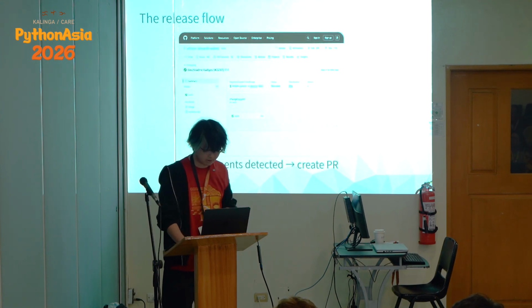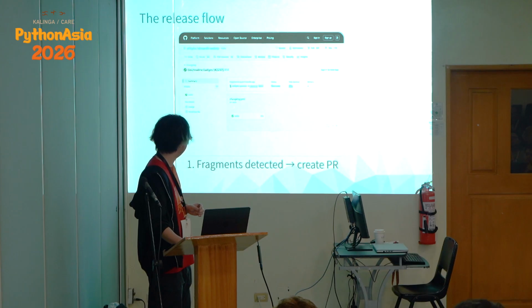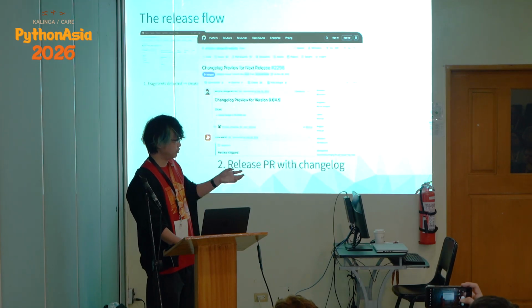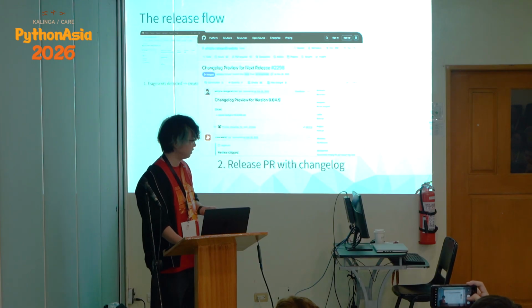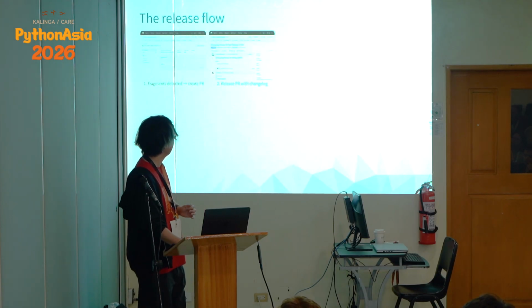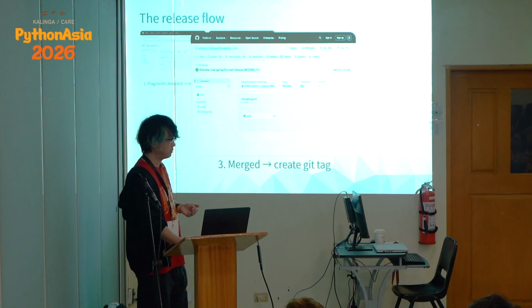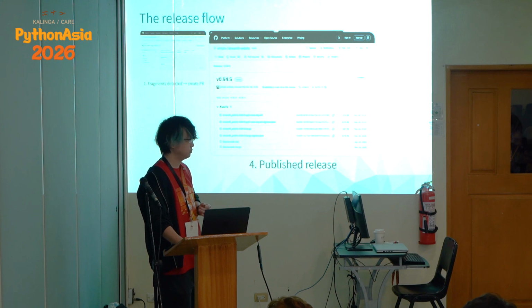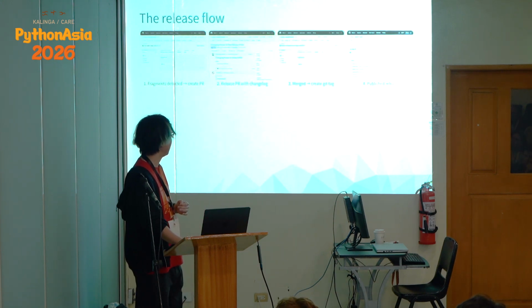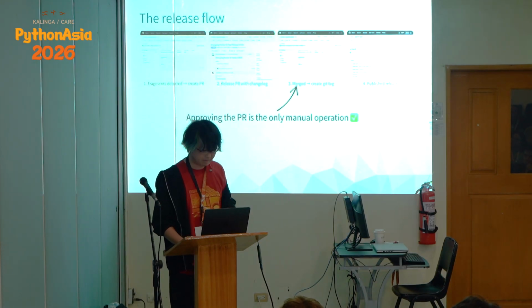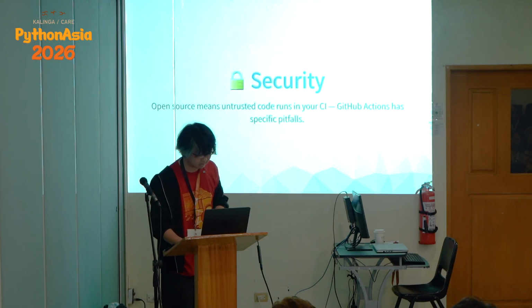This is the demonstration of the actual workflow. As I said, if you commit the fragment file to the future pull request, and the future pull request is merged to the main branch, the automated bot will create a release pull request with the automation. And if the maintainer approves it and merges it, the bot creates a Git tag automatically, then the publish workflow is going to be triggered automatically. And this merging and approving is the only manual thing that maintainers now have to do by hand.